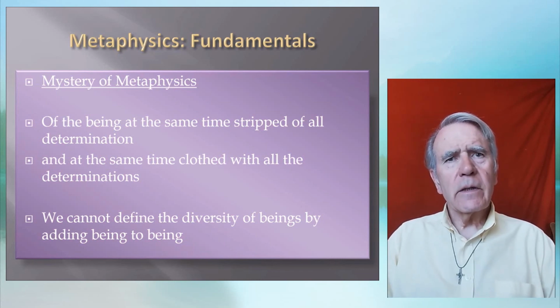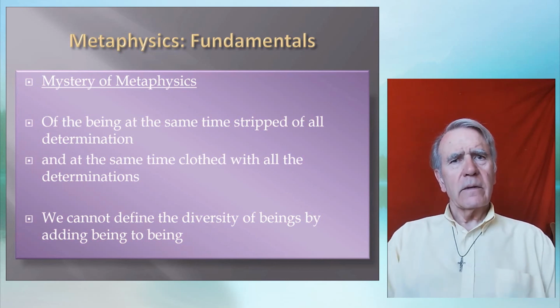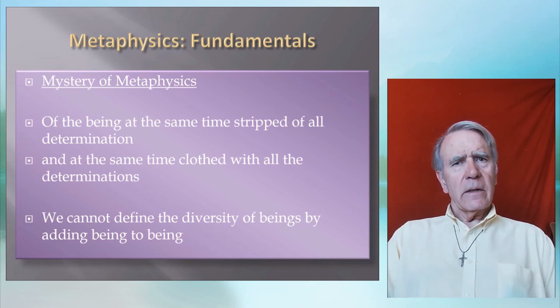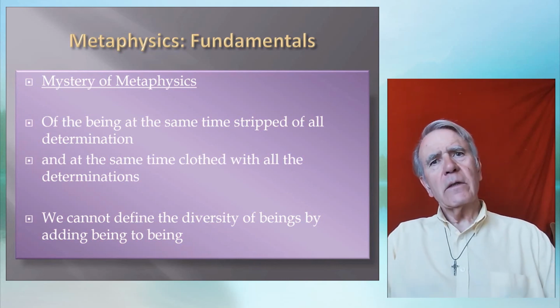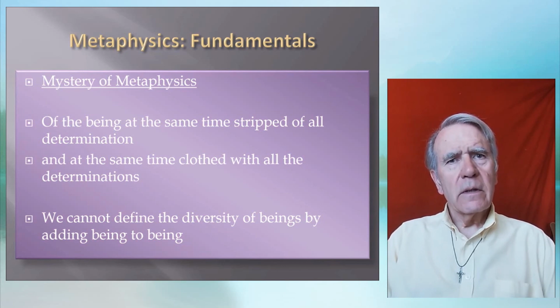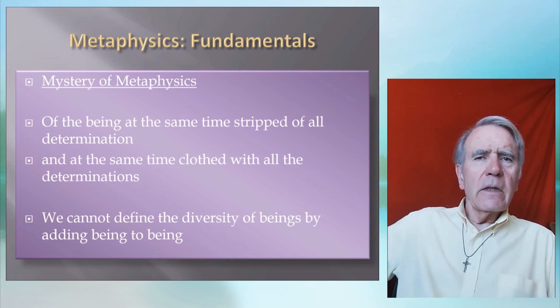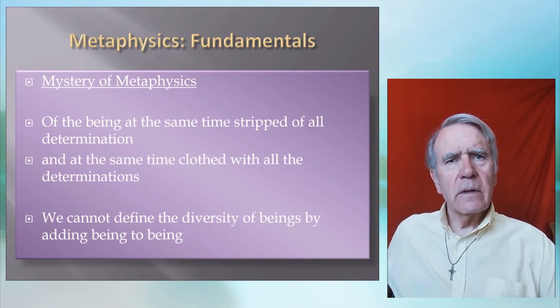To define, we need simpler notions, which we assemble to define what we have to define. For example, to define man, we combine the notion of animal and the notion of reason. But with being, one cannot proceed in this way. One cannot add being to define something, because thus one will not advance. One will always remain in the first notion of being, which is at the same time the simplest and the most complex notion. The notion deprived of all determination, and at the same time rich in absolutely all possible determinations.